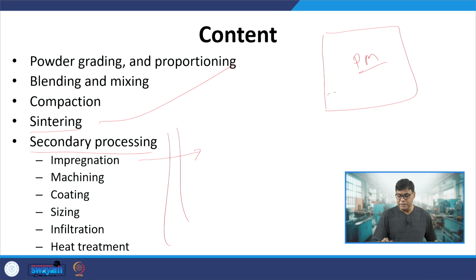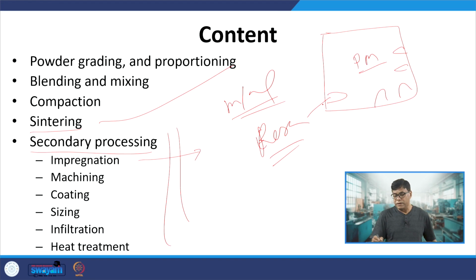Impregnation is one. If there are a lot of pores, then these pores are filled using suitable resins. These resins are filled in under gas pressure. Then sizing: if we need higher dimensional accuracy, then machining can be performed, which will help to remove the unwanted extra material and attain the desired dimensional accuracy and surface finish.